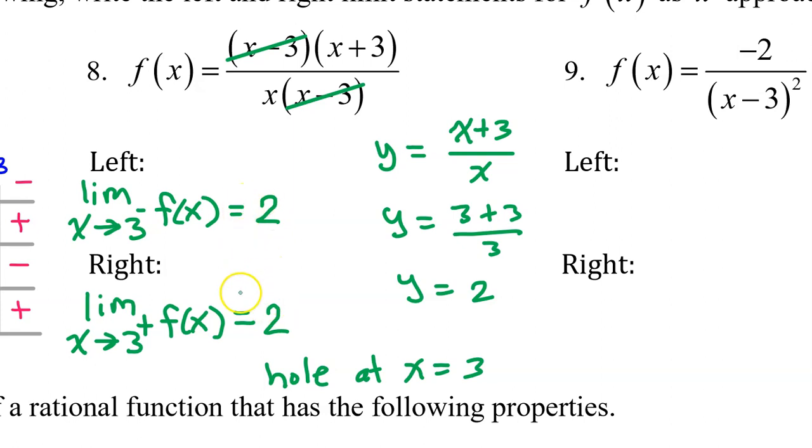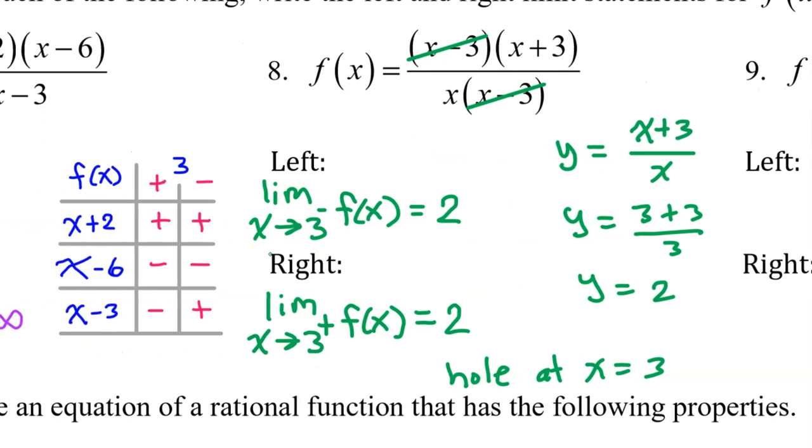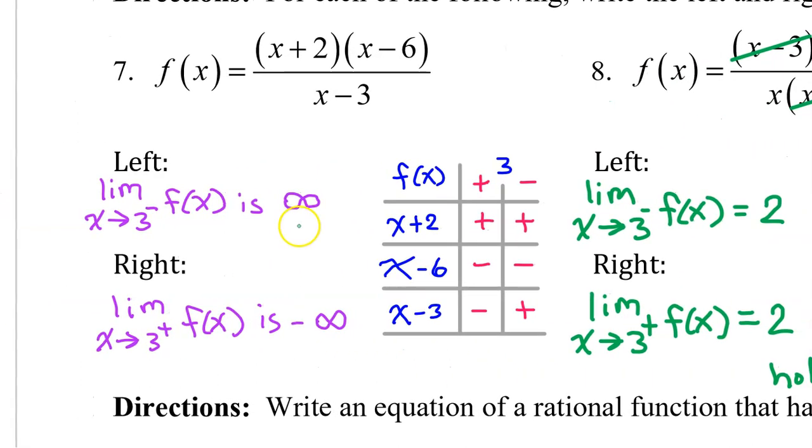By the way, notice I use an equal sign for these limits when it's a constant, but I use the word "is" when it's infinity. Infinity is not a number, so it's not really appropriate to say that a limit equals infinity. So use the word "is."